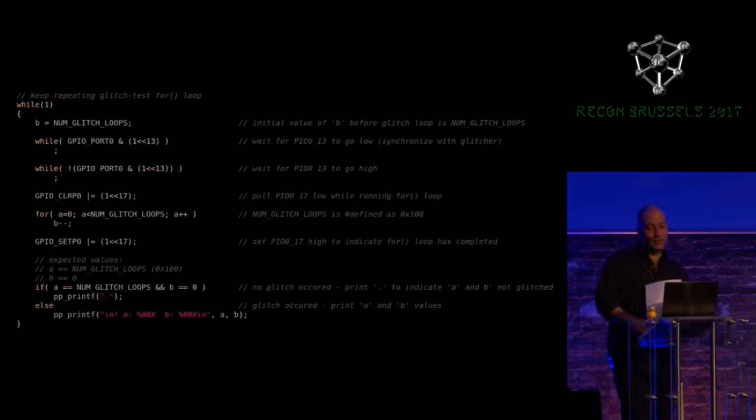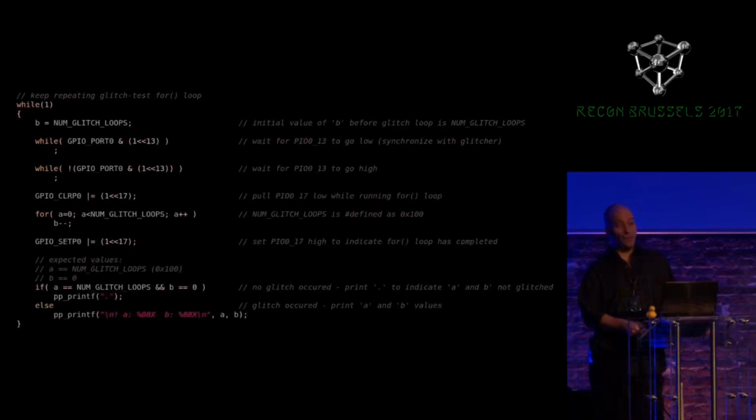And then in the middle I have a for loop. This for loop is going to increment the A variable from 0 until it reaches the total number of glitch loops we want to do. During this loop, it's going to decrement the B register. So normally at the end of the loop, we should know that the A variable is going to end up being 16, because that's how I have the num glitch loops defined, and the B variable should always be 0.